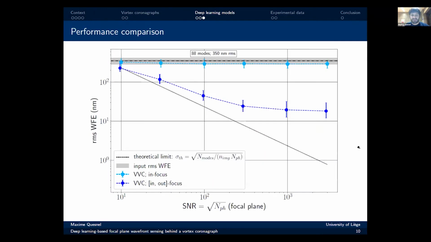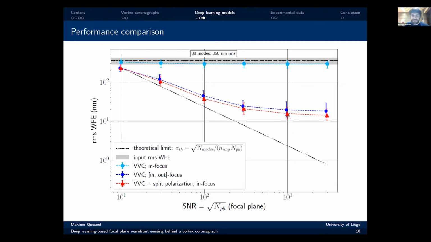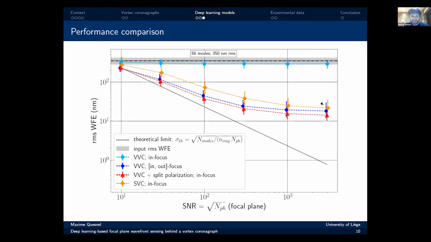We can also analyze the result a little bit, comparing the root mean square wavefront aberration over the whole phase. Here, each point corresponds to one model trained at a different signal-to-noise ratio. In our case, we just consider photon noise. What you can see is that we of course get a stronger improvement using phase diversity. If we use the split polarization approach with the vector vortex coronagraph, we get a similar result. And if we use the scalar vortex coronagraph, it is a bit worse, like before.